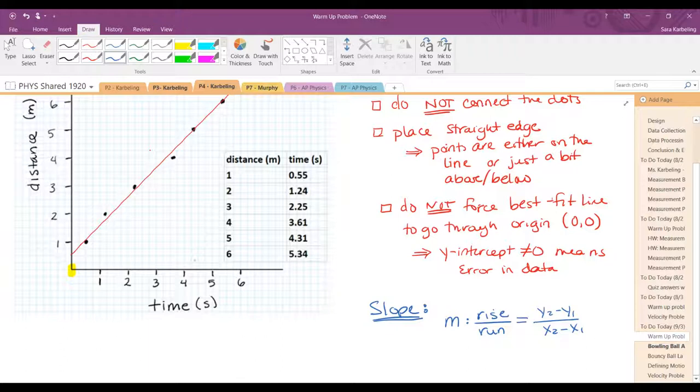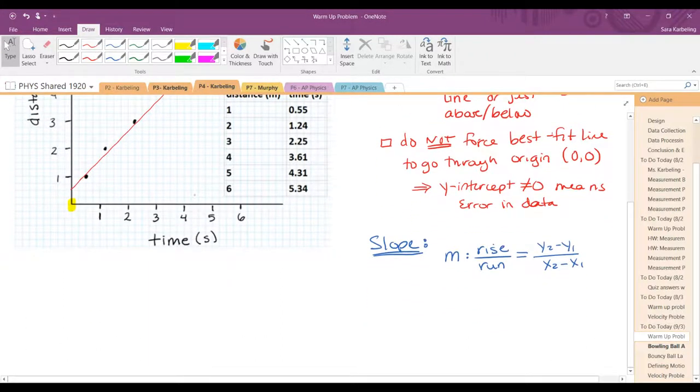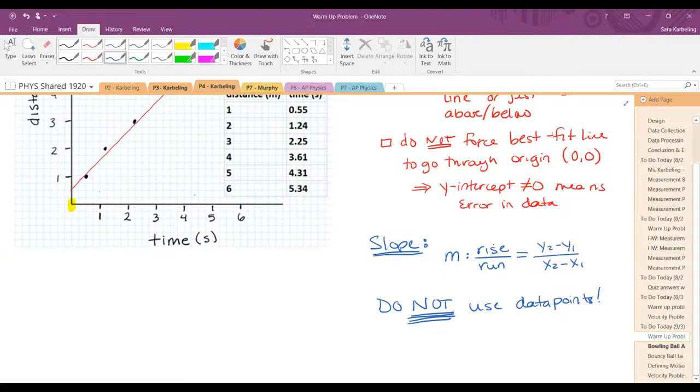In fact, I'm going to write that down because it's so important. When you're finding the slope, do not use data points. Don't do it. Ever, ever, ever. Do not use data points.